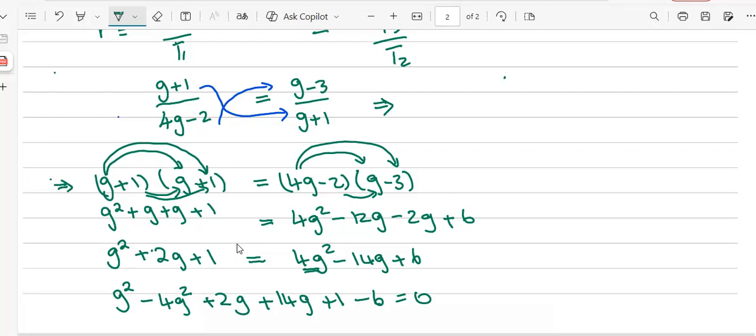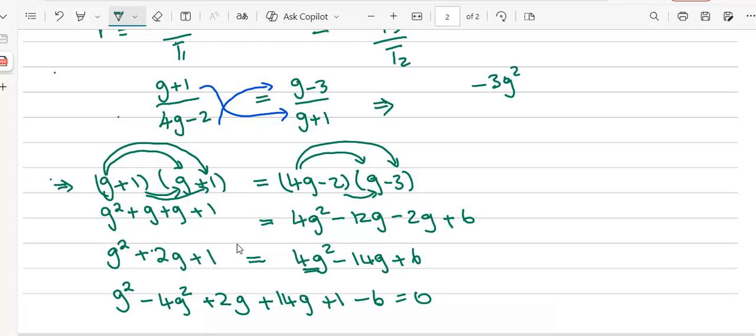So now, if we just continue working on this problem, we're going to have g squared minus 4g squared. What do we get there? That's negative 3g squared. Then we have 2g, which is added to 14g, which will give us positive 16g.